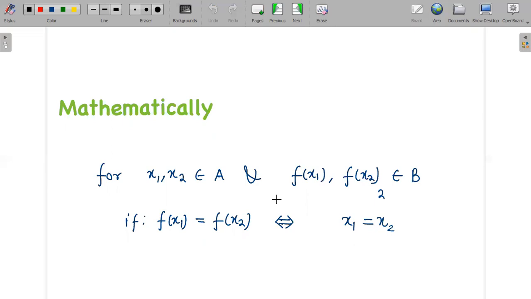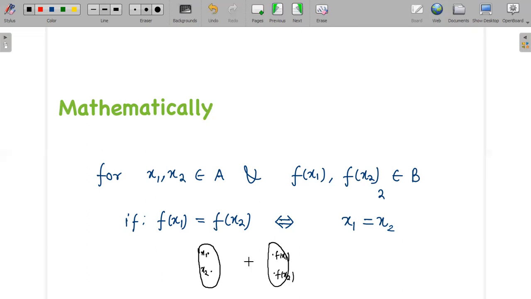So there are a bunch of ways we can utilize while commenting on the injectivity of a function. The first one is the analytical or mathematical way. For that, you need to take two values from set A, some random values, let them be x1 comma x2, and corresponding to these two values we have two outputs: f of x1 and f of x2. So let me just draw what I'm signifying. For x1 we have f of x1, for x2 we have f of x2.